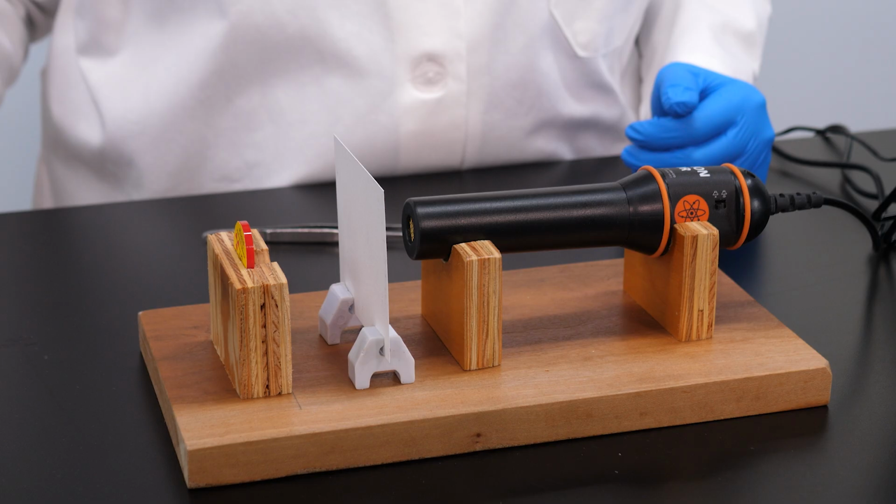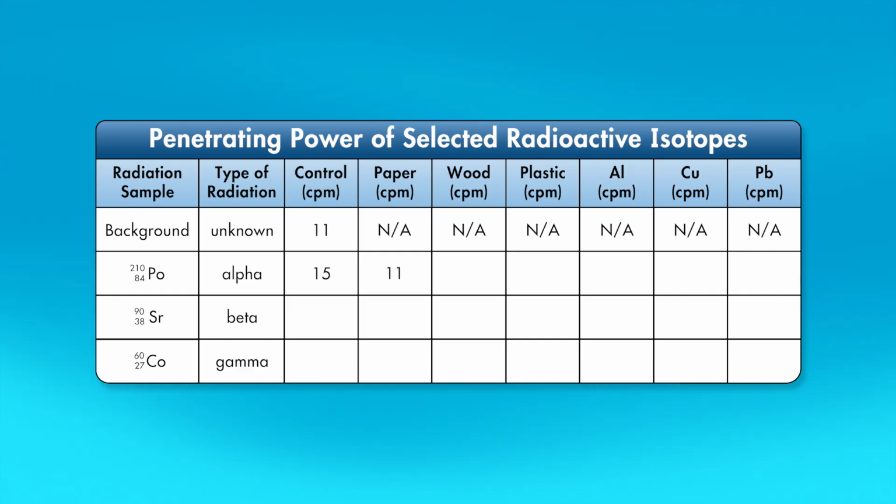With the paper shield in place, the number of counts dropped to 11, which is the same as background radiation. Since background radiation is always present, a radiation count of 11 or less indicates that alpha particles have been blocked. This shows that the penetrating power of alpha particles is so low that particles are stopped by a piece of paper, which has the least density of any of our shields.